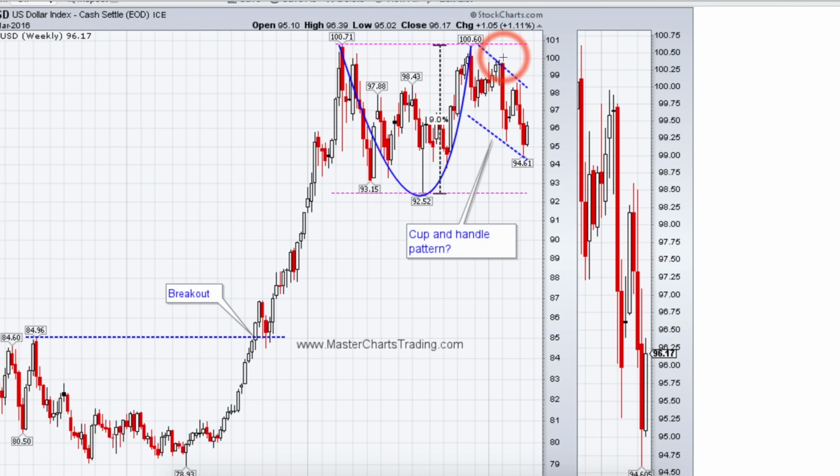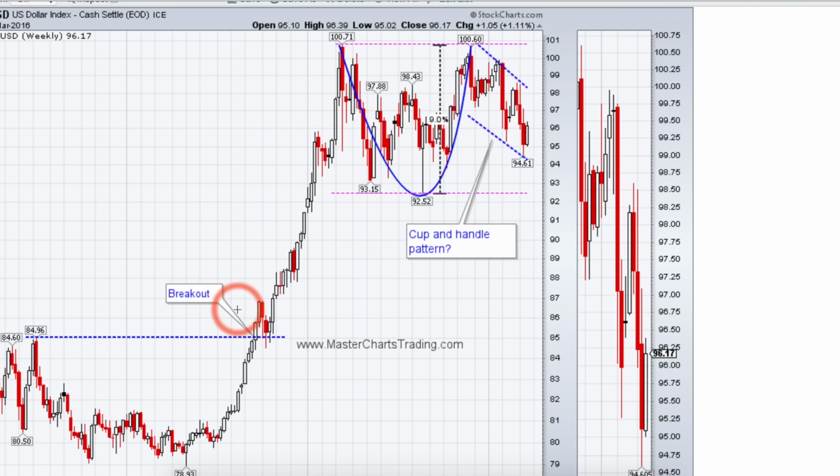If we get a breakout above the 100, then this could be a cup and handle pattern, and the depth of this pattern is 9%. That means that most likely we'll get a move up of around 9%. The alternative scenario, of course, is a breakdown below 92, in which case most likely we will get a retest of this breakout.